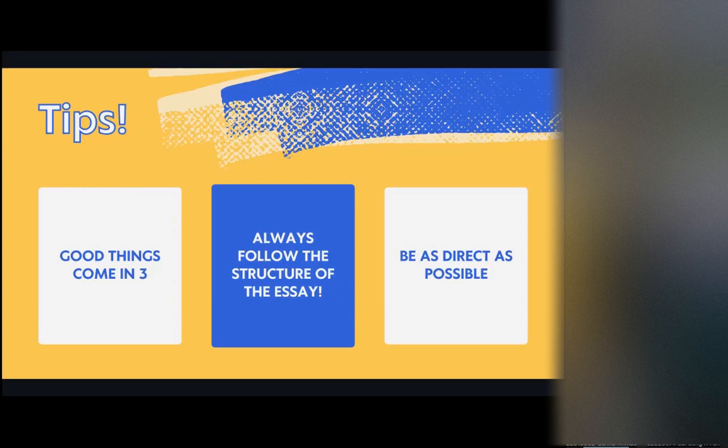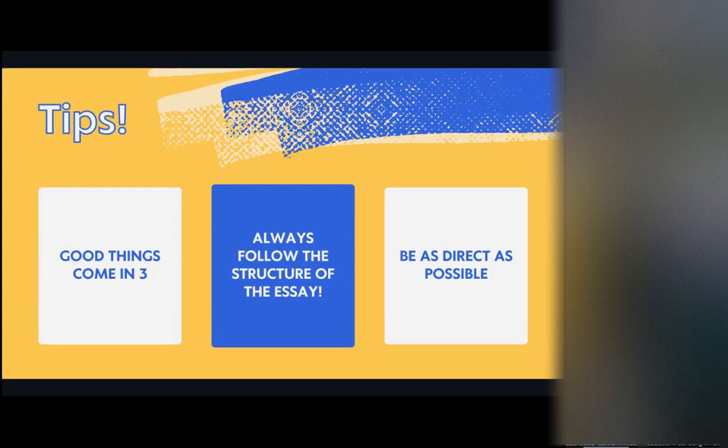So the first one is good things come in three. This means limiting yourself to only 3 themes in your thesis statement. And while this is not always true, it usually is the case for undergraduate essays or research papers because you really don't need anything more than 3 themes, right? So make sure to limit yourself to that number. And again, this is subject to your professor's demands and requirements.